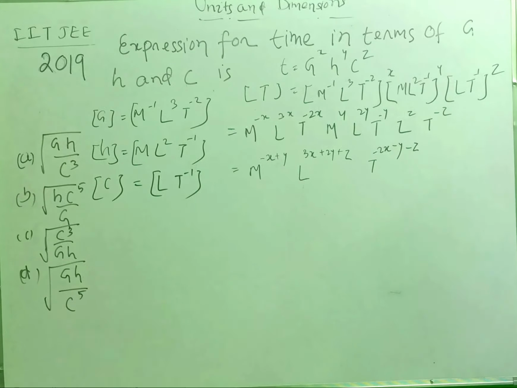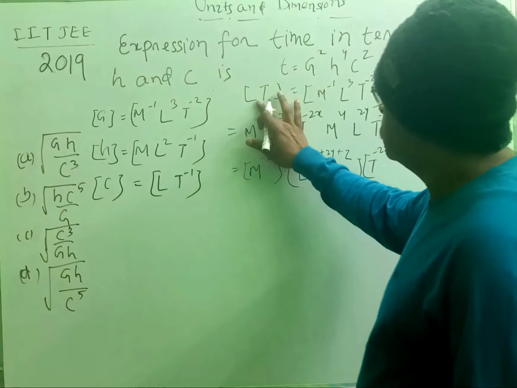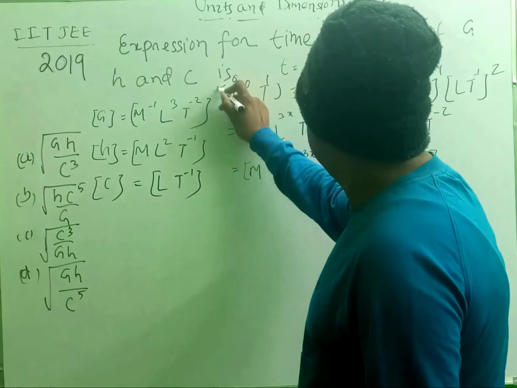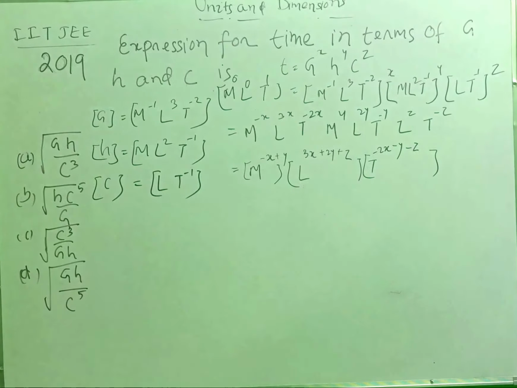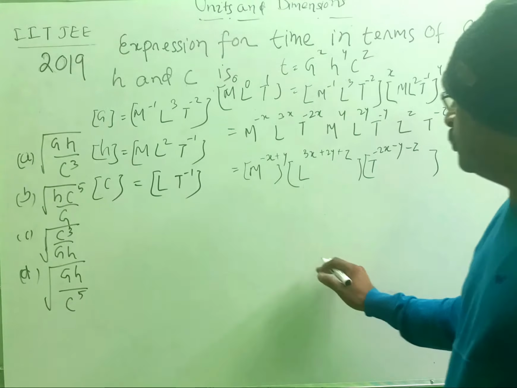Okay, students? So the exponents of mass, length and time will be the same on the right hand side as on the left hand side. What are the dimensions of time on the left, student? Mass is 0, L is 0, T is 1. That means M to the power 0, L to the power 0, T to the power 1. Now let us compare their exponents. What is the dimension of mass on the left hand side, student? That is 0, and that on the right hand side is minus x plus y. So we write minus x plus y is equal to 0.